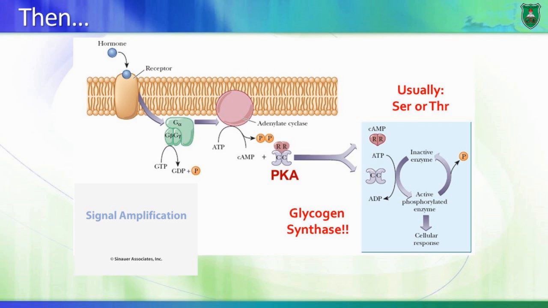Protein kinase A can phosphorylate many proteins, including glycogen synthase, inhibiting it, and activating the phosphorylase, the glycogen phosphorylase, eventually inducing breakdown of glycogen and glycolysis to generate energy.